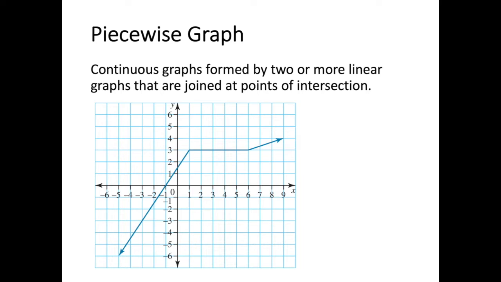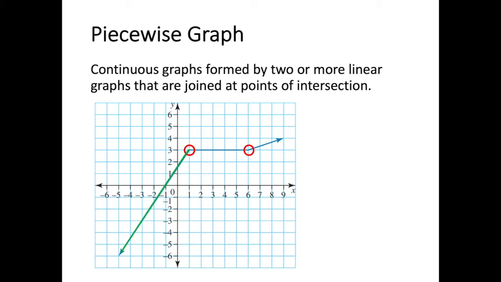Now the points of intersection are going to be where the graph changes direction. So you can see our first point of intersection is at (1, 3), where it goes from a positive gradient to a horizontal gradient. And then our second point of intersection is (6, 3), where it goes from that horizontal gradient and starts going back into a positive gradient again. So the graph in our example is broken up into 3 separate equations.